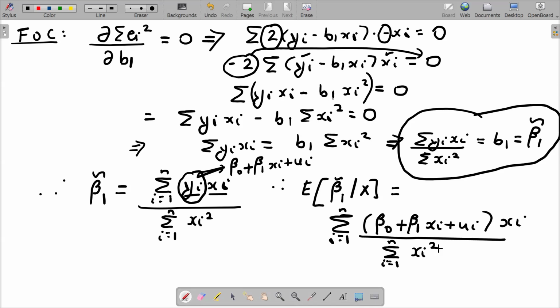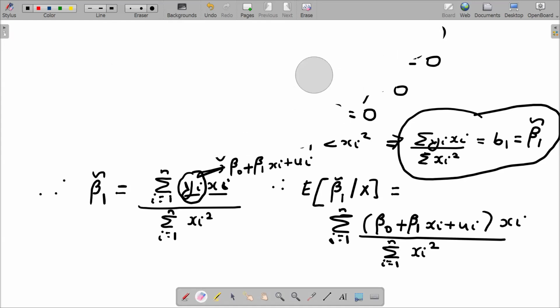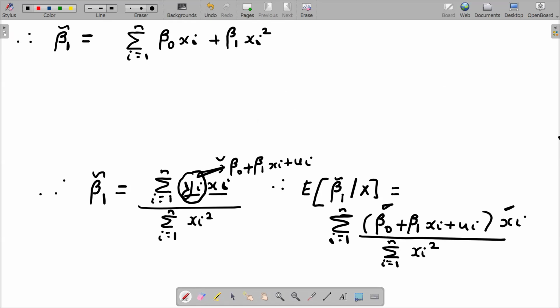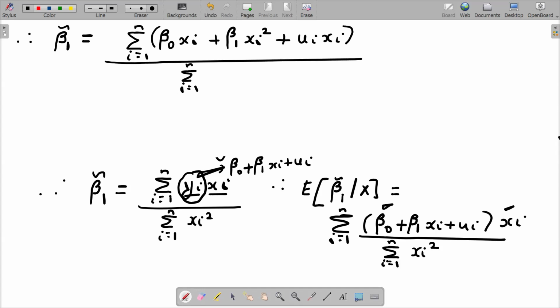This is how we solve it. I just plugged in the value of yi as beta naught plus beta 1 xi plus ui. Okay, now I'm erasing the whole calculus part off, and let me continue with the solution on the top. I can write beta 1 tilde as summation, as i goes from 1 to n, of beta naught into xi plus beta 1 xi² plus ui xi, whole divided by summation as i goes from 1 to n xi². This is what I get.